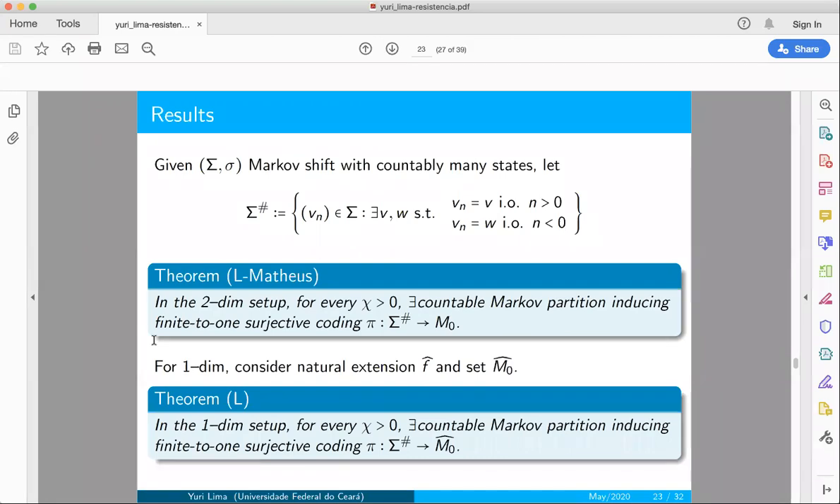Excuse me, you don't care about the structure of M0, geometry of M0, measure of M0? No, I don't care. M0 is defined abstractly, independently of any measures.